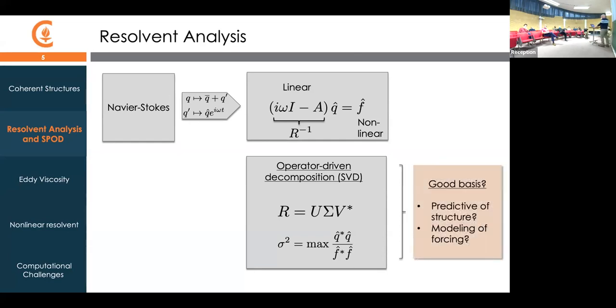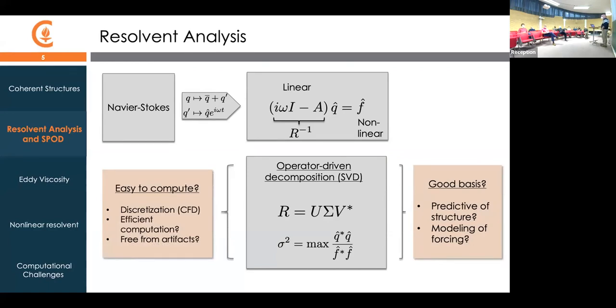So the kind of questions that are being addressed in the community on the resolvent is: does this SVD provide a good basis for the actual structures that you observe? Is it somehow predictive of that structure? And how hard is it to model the right-hand side forcing, and what are the different consequences of different modeling approaches on the right-hand side? So I'll talk a bit about those.